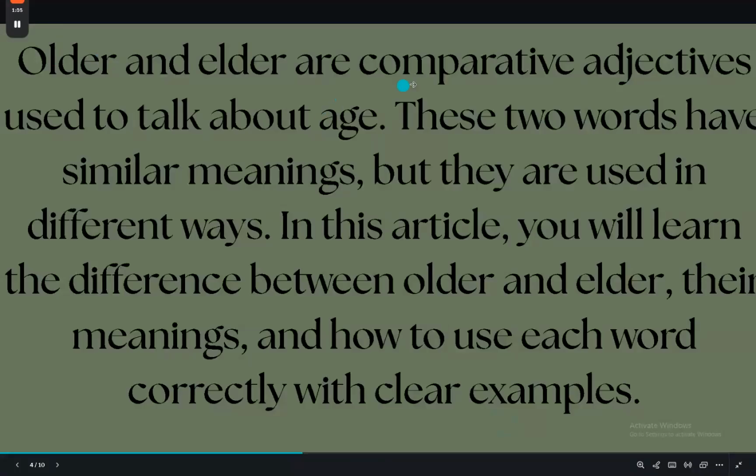Older and elder are comparative adjectives used to talk about age. These two words have similar meanings, but they are used in different ways. In this article, you will learn the difference between older and elder, their meaning, and how to use each word correctly with clear examples.